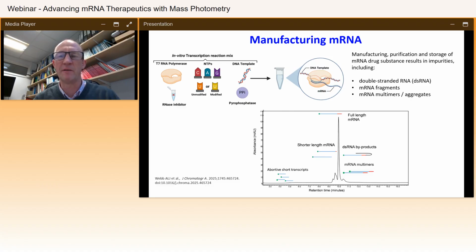However, one of the problems of this manufacturing process is RNA is quite unstable, so the purification and storage is quite challenging. Through this manufacturing process, we generate a lot of impurities, such as double-stranded RNA, short mRNA fragments, or larger mRNA fragments, and multimers and aggregates. So we get a mixture of species that we generate during this manufacturing process, and it's really critical we're able to separate, analyze and characterize these impurities.